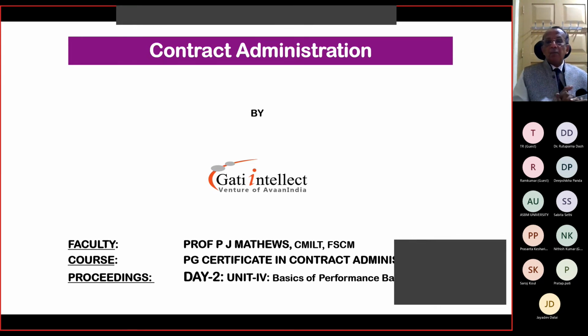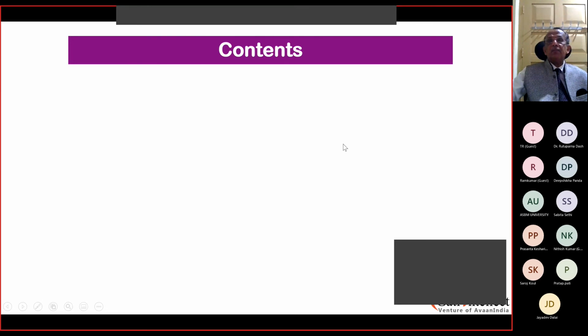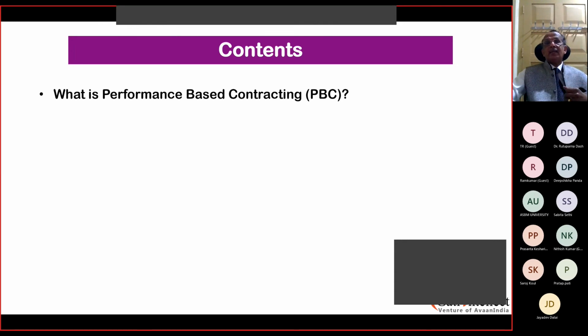This is called basics of performance-based contract. Now, it's a very interesting topic, which you may not have heard. It's coming to India slowly and steadily. It's called performance-based contract. It's very unique, and you will understand as we go along.